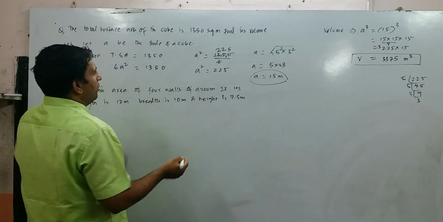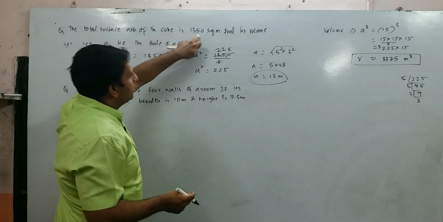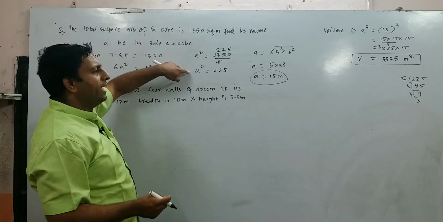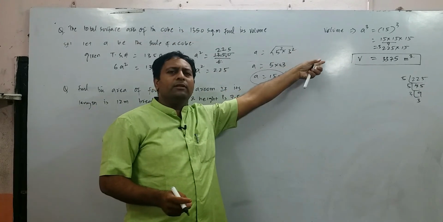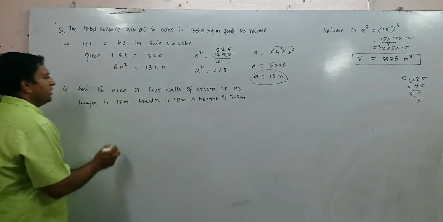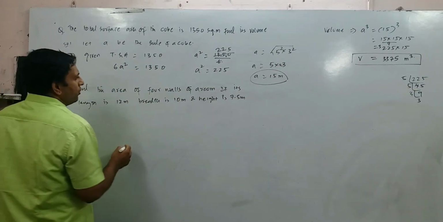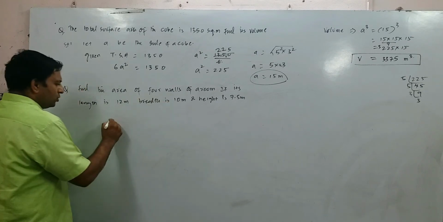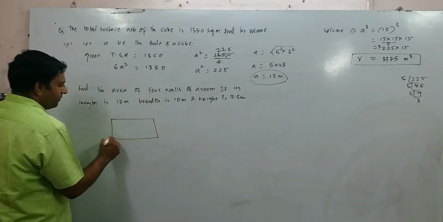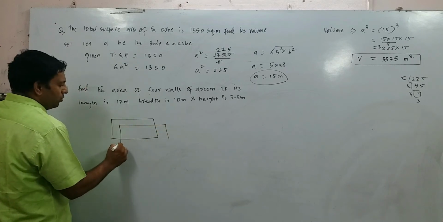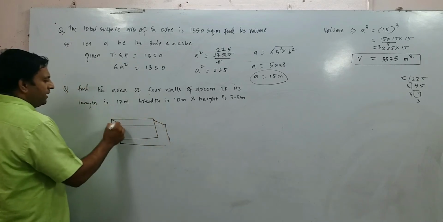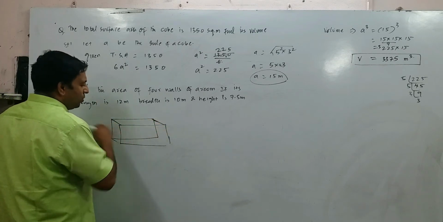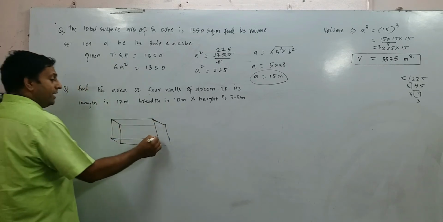The side is not given to you. With the total surface area given, you have obtained the side. Once you know the side, you have applied the formula for volume. Now in the next question, find the area of the four walls of a room if its length, breadth and height is given. So there is a room, try to imagine, right? For this room, you are supposed to find the areas of the four walls. Means indirectly is asking you to find the lateral surface area, right?